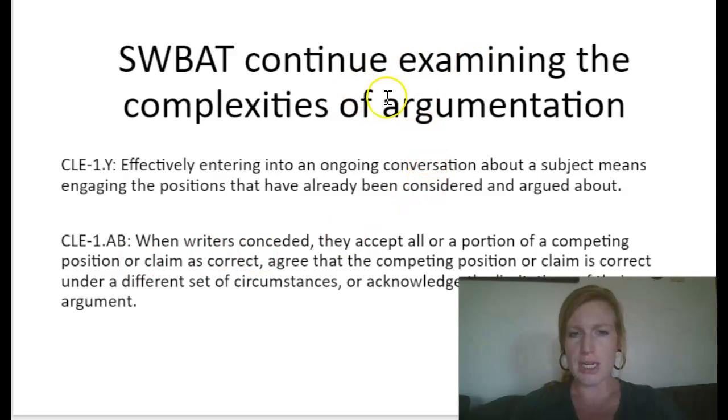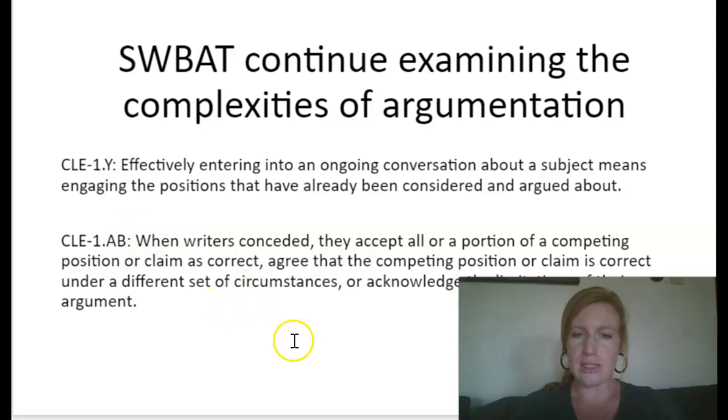As I mentioned earlier, our objective is to continue examining the complexities of argumentation, and that means that we need to cover these two AP English skills. The first one is understanding that when we are entering into an ongoing conversation, it means that we are engaging with positions that have already been considered and argued about. So we're not just going in and saying, this is what I believe, and ignoring everything else. We're still pulling in context of what other people have argued in the past, the pros, the cons, the different perspectives, and keeping that in mind as we craft our argument.